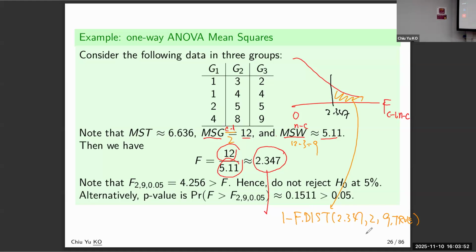So in this example, we would say the three groups have the same mean. We can't really reject it. We can't really say anything. Is that clear?